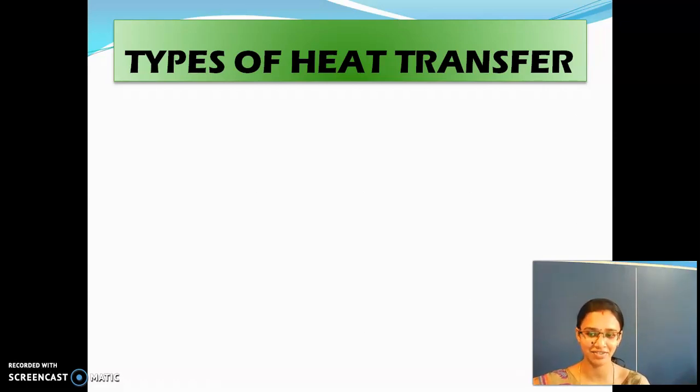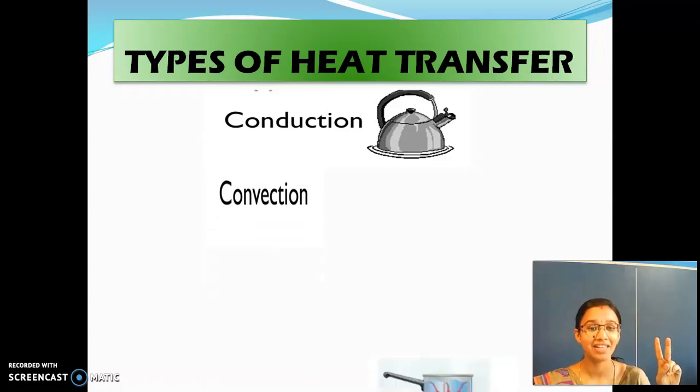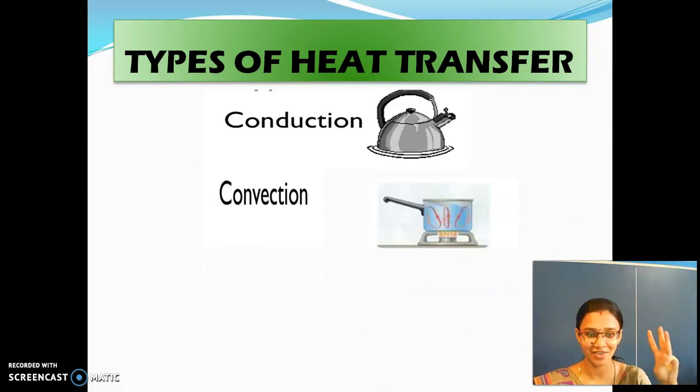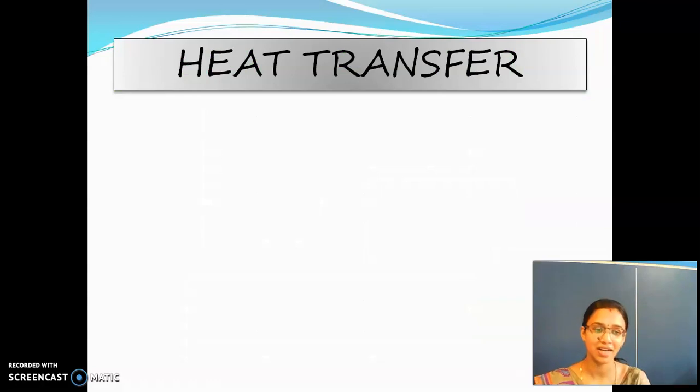What is meant by heat transfer, children? Yes, what is meant by heat transfer? Very good. Transfer of heat from the warmer, that is a hot object, to the cold object is called heat transfer. So what is the first type? Conduction. And what is the second type which we had seen? Convection. And the third one is, very good, radiation. Conduction, convection, and radiation.